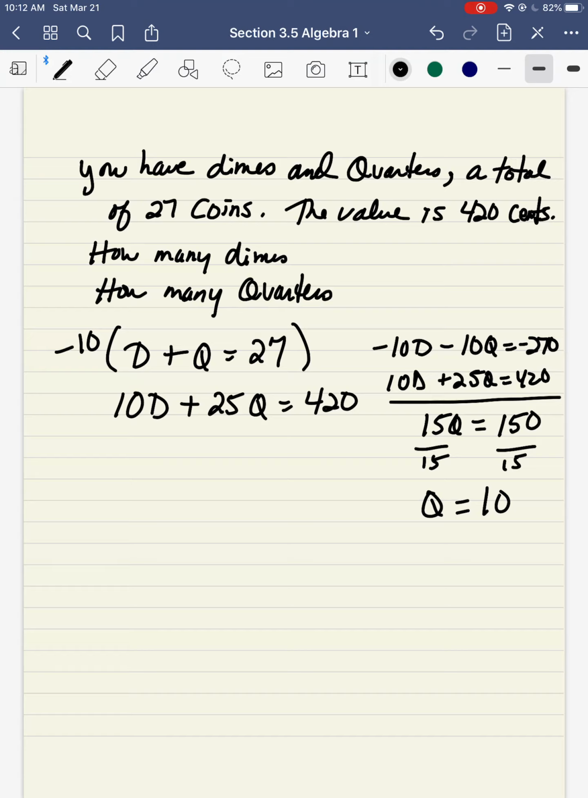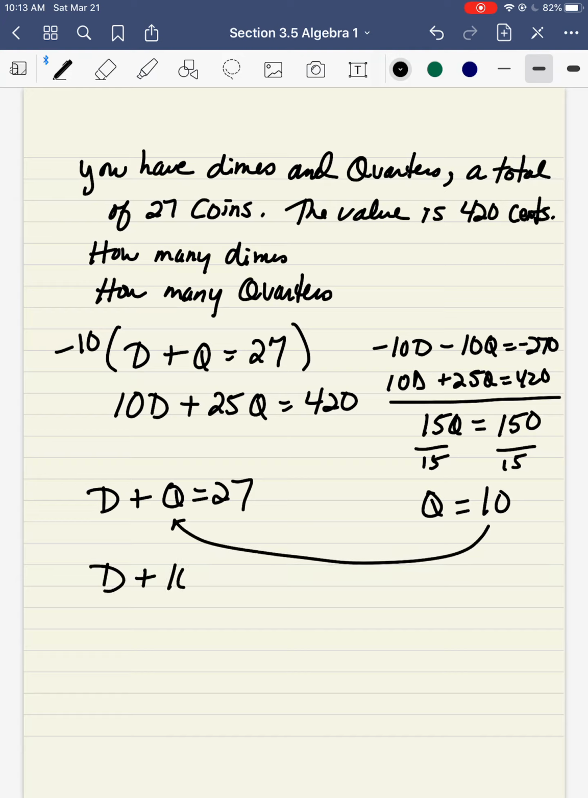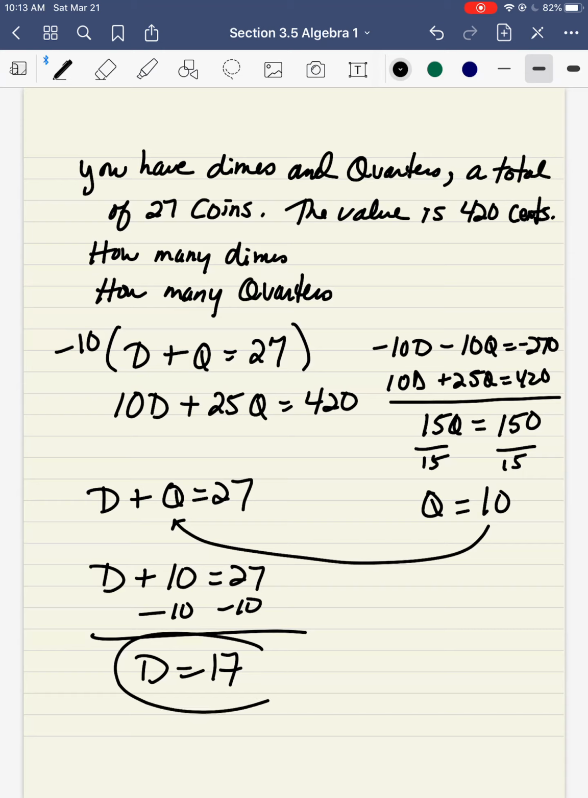Then I go back up into the first equation where it said d plus q is 27. So I'm going to put the 10 there. So d plus 10 is 27. Subtract 10. And I get dimes are 17. So there's 10 quarters and 17 dimes.